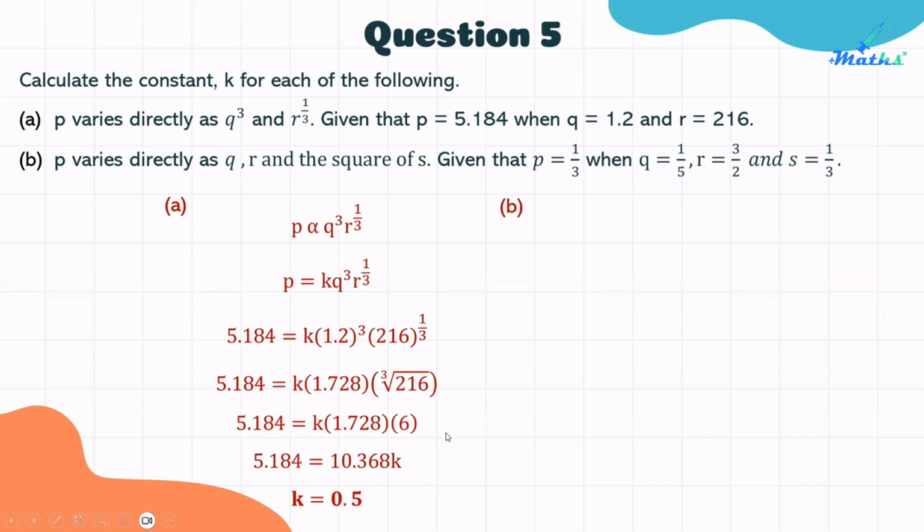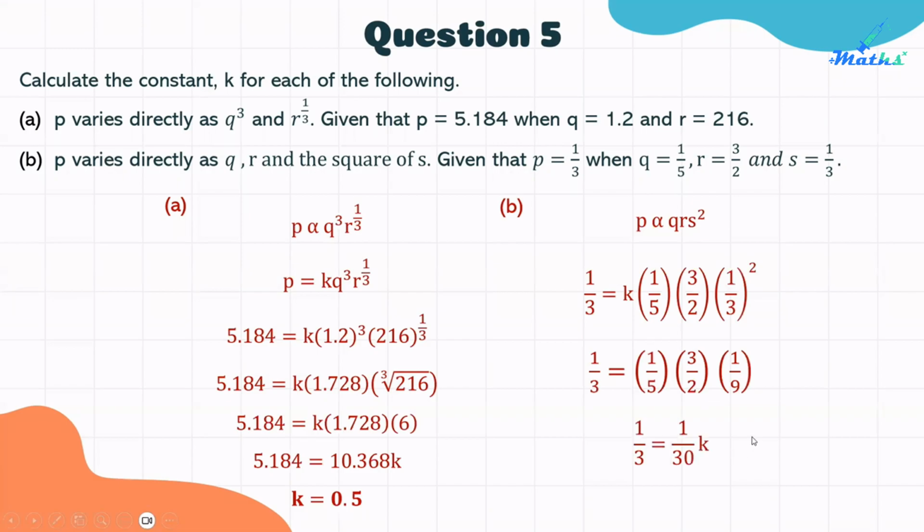Okay, question B. P varies directly as Q, R, and the square of S, given that P equals 1 over 3 when Q equals 1 over 5, R equals 3 over 2, and S equals 1 over 3. So the equation form is P equals k Q R S squared. So our P is 1 over 3, our Q is 1 over 5, our R is 3 over 2, and S is 1 over 3. Okay, so solve it. And the final answer for our value k is 10.